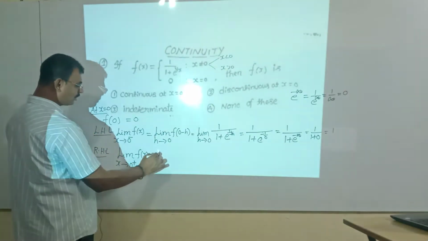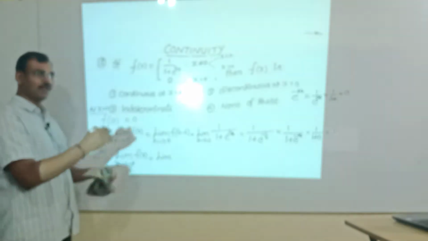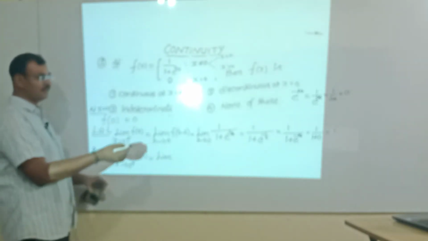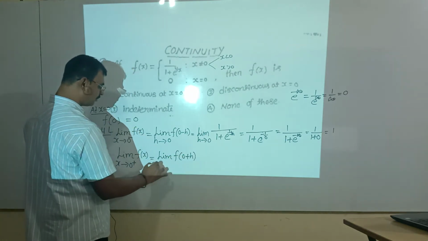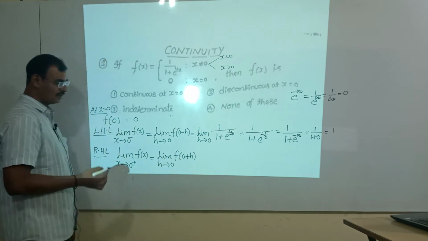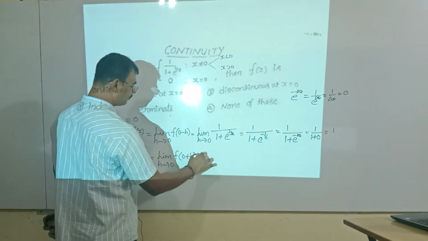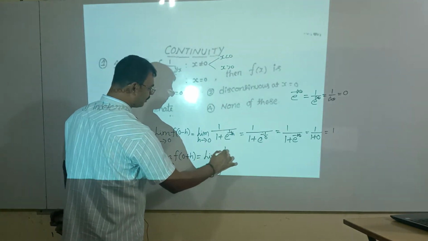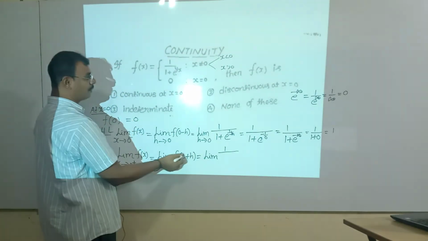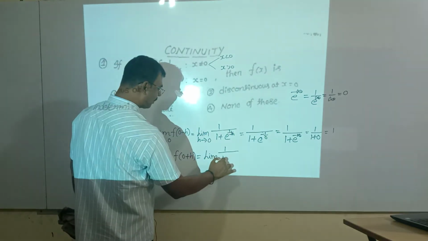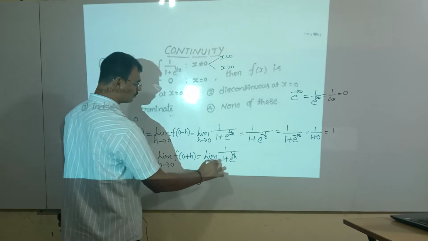This also I can convert. More than 0 means something will be added to 0. That is the limit of f of 0 plus h as h approaches 0. Now we substitute: this is equal to the limit of 1 upon 1 plus e raised to 1 divided by h as h tends to 0, replacing x by 0 plus h, that is h.